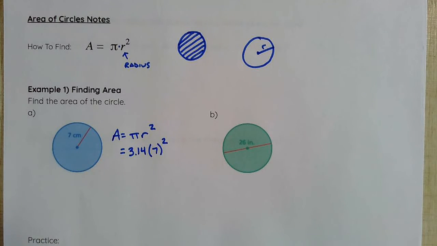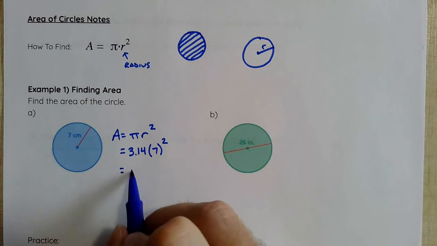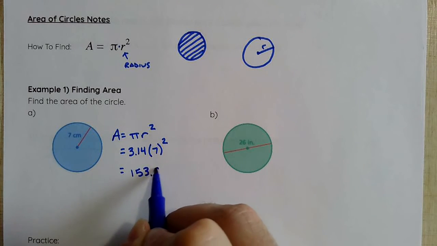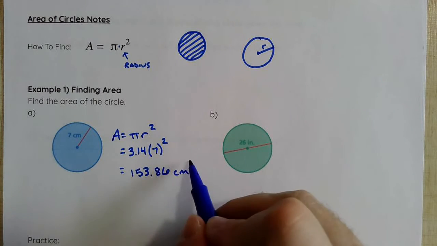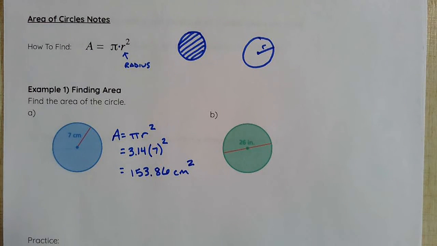Now, keeping in line with our order of operations, we're going to want to square 7 first and then multiply by pi. And that's going to give us a result of 153.86 centimeters. And because we're talking area, we're talking square units. So 153.86 centimeters squared, or square centimeters, however you prefer to read that. Remember that if you use a pi key instead of 3.14, you will get a value that is slightly different, which is okay.